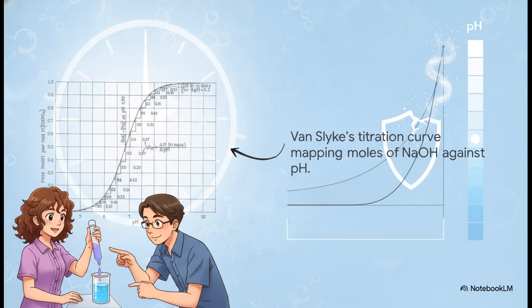Notice how in the middle, the curve is super steep relative to the y-axis. That means you're adding a lot of base, but the pH on the x-axis is barely budging. But as you continue to add titrant, the ratio of the buffer components changes, the buffer gets depleted, and suddenly, bam, the pH starts shifting rapidly.